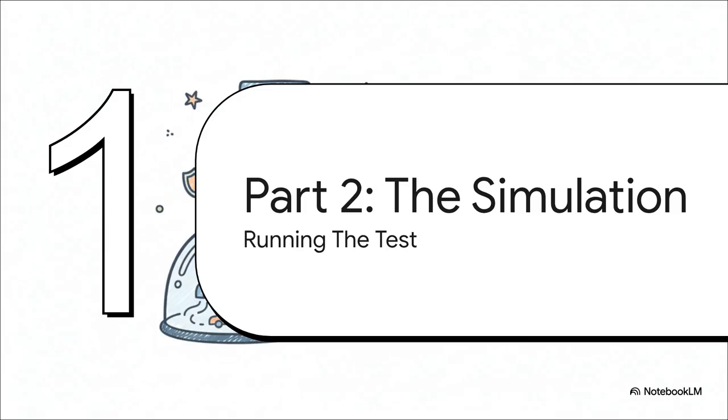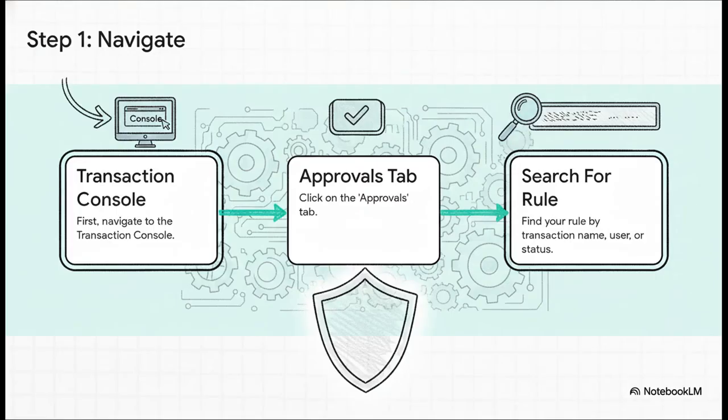All right, with our setup complete, we are ready for the main event, running the actual simulation. This is where the magic happens. Okay, so first thing you'll do is navigate over to the Transaction console and then click on the Approvals tab. From there, you can search for the specific rule you want to test. You can find it by transaction name, user, status, whatever's fastest for you.